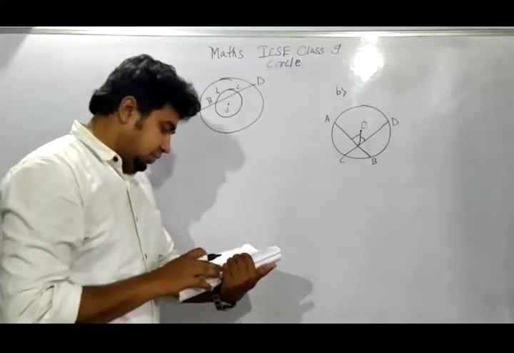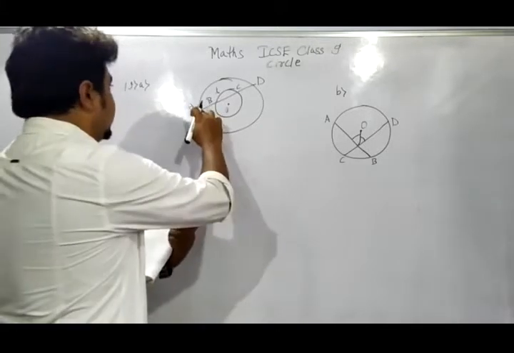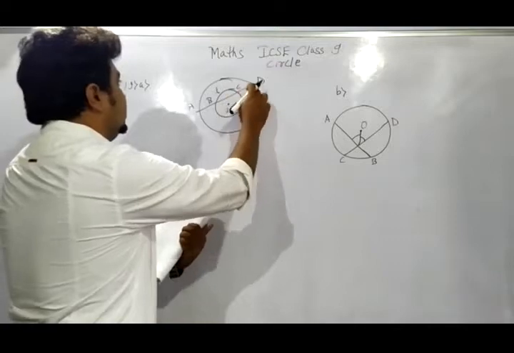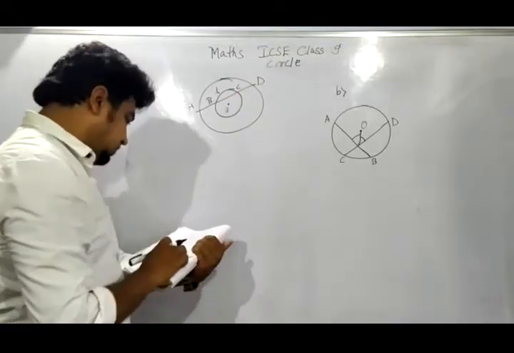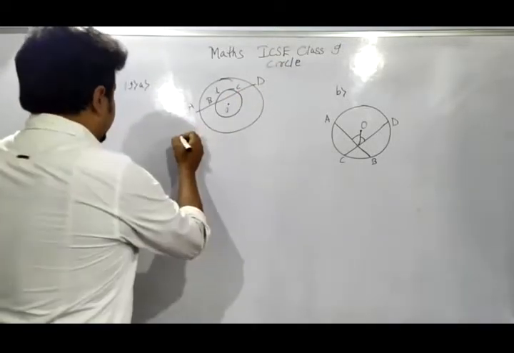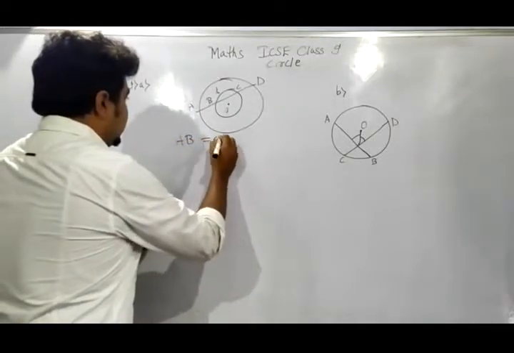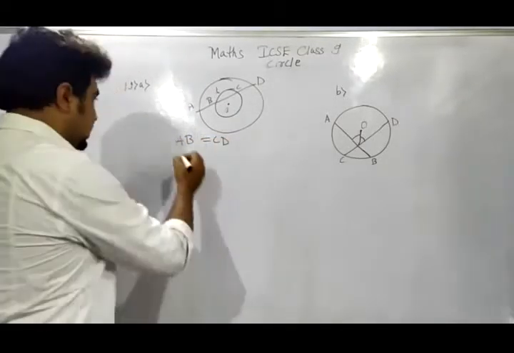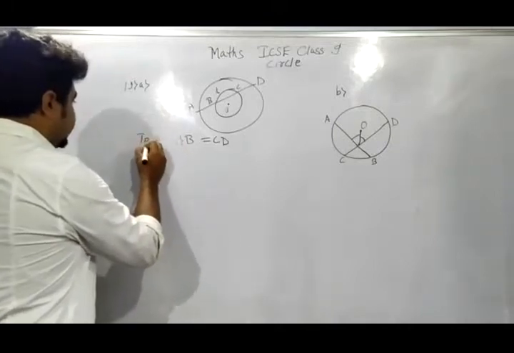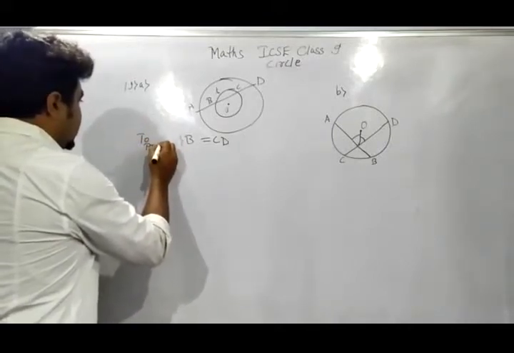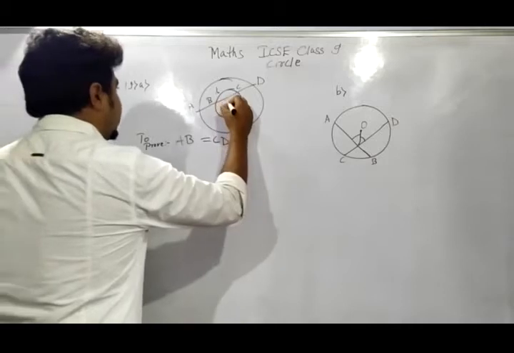And from here we are seeing that 4 points are there, A, B, C, D. We have to prove that AB is equal to CD. So in this case, the first thing is to draw a perpendicular.